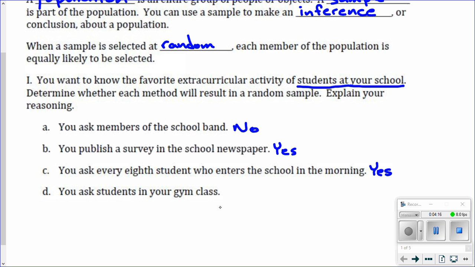You ask students in your gym class. That's a no because if the students aren't in your gym class, they didn't have a chance of being selected. So here's the key takeaway here. For it to be a random sample, every person or thing in the population has to have an equal opportunity to be selected. If you exclude anyone, then it is no longer a random sample.